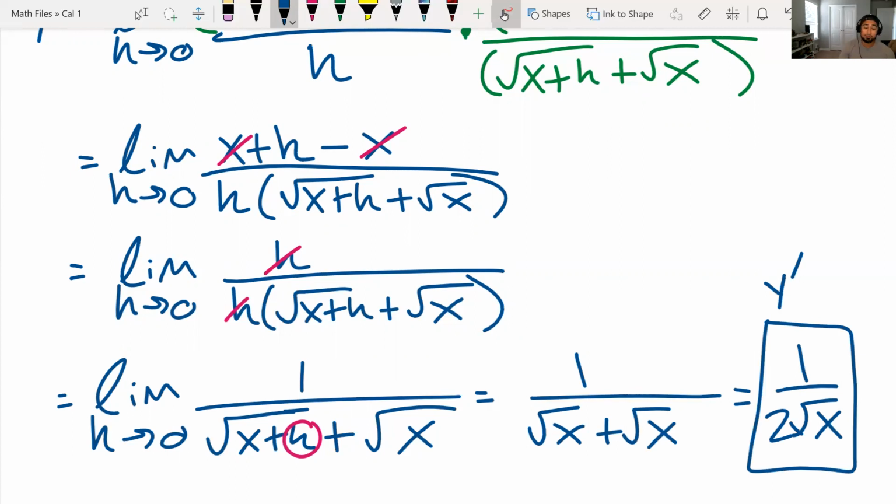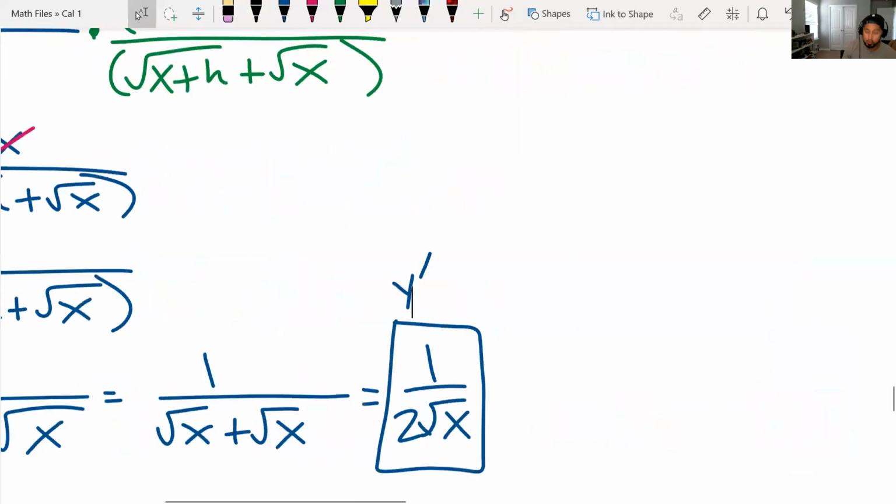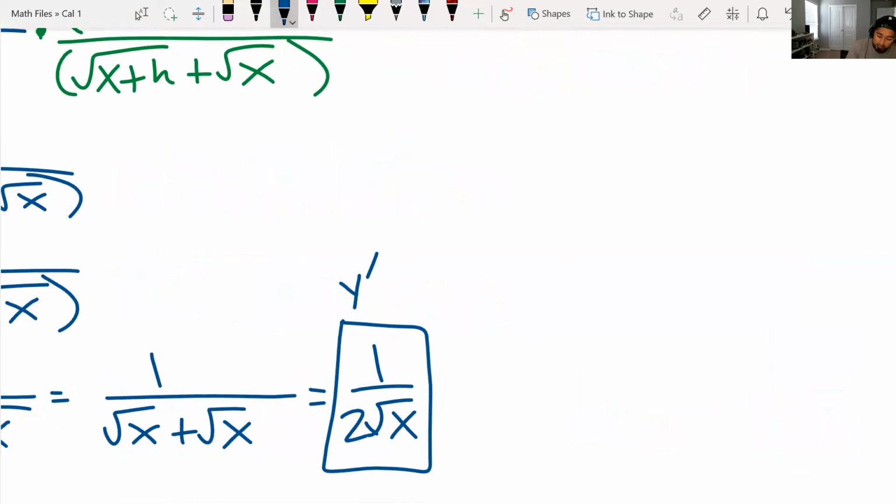Can you leave it like that? If you want to. I figure we did so much work already. Leave it like that. If you hate seeing it like that, rationalize it, right? Does not matter. If you rationalize it, you'll get what? Square root x over, what? 2x, something like that. All right. But there's no need to.